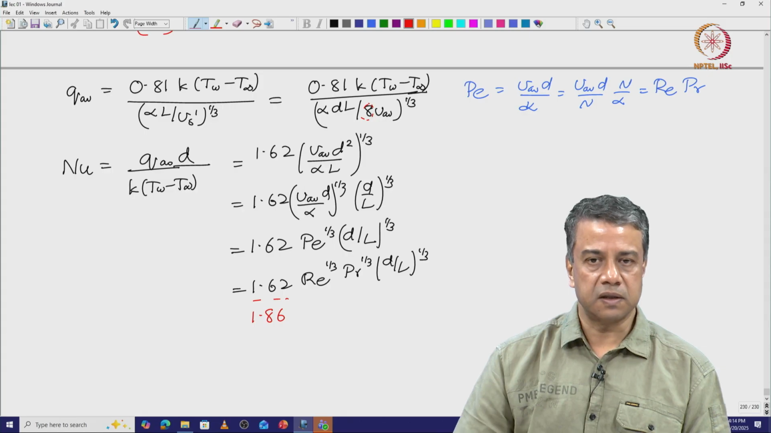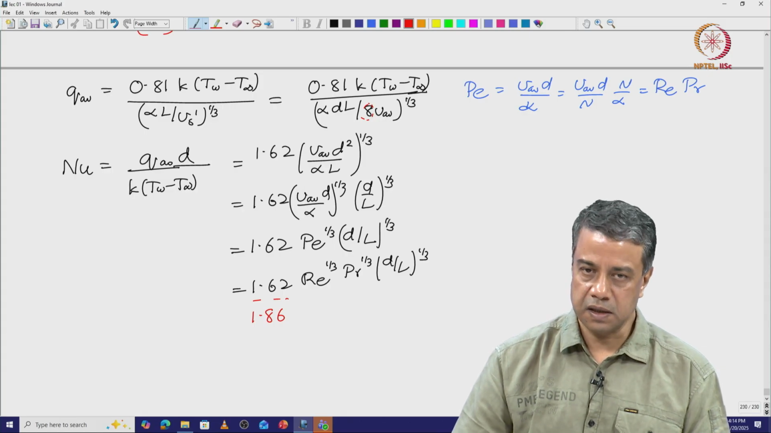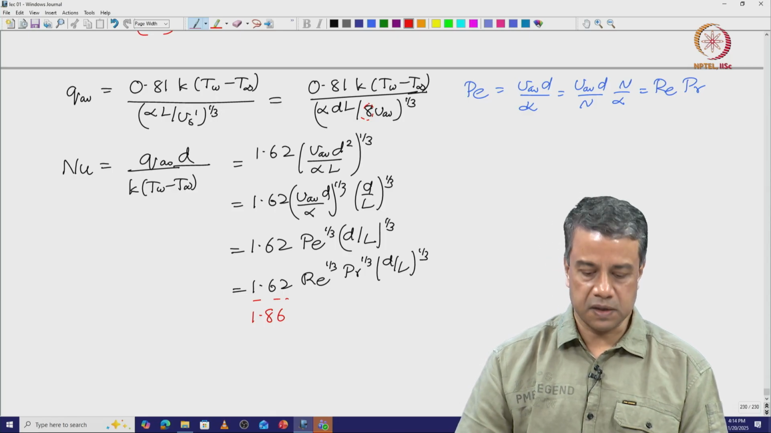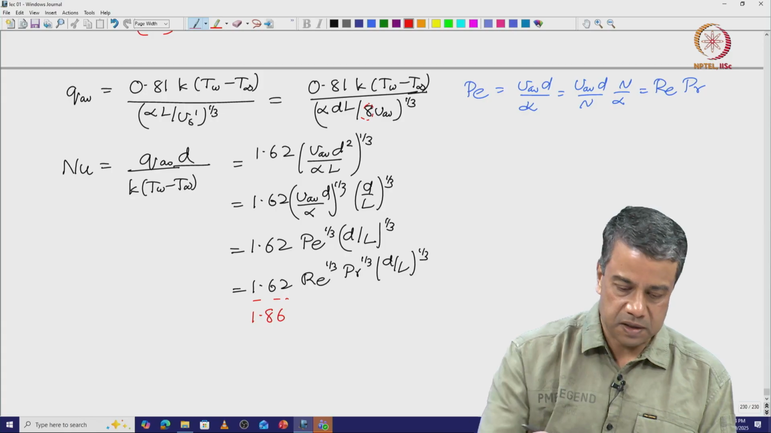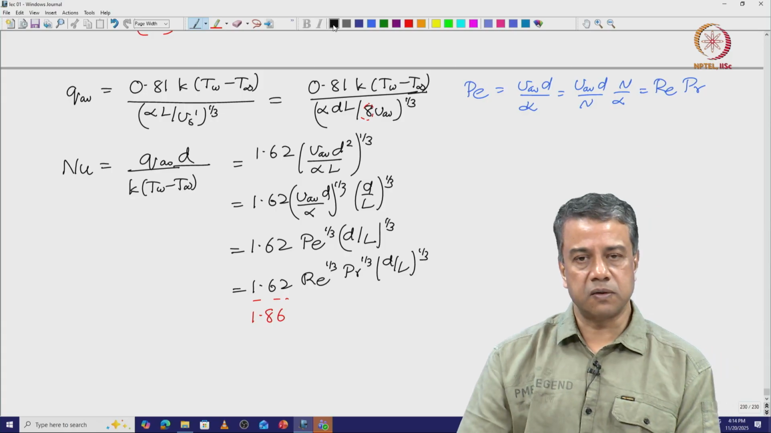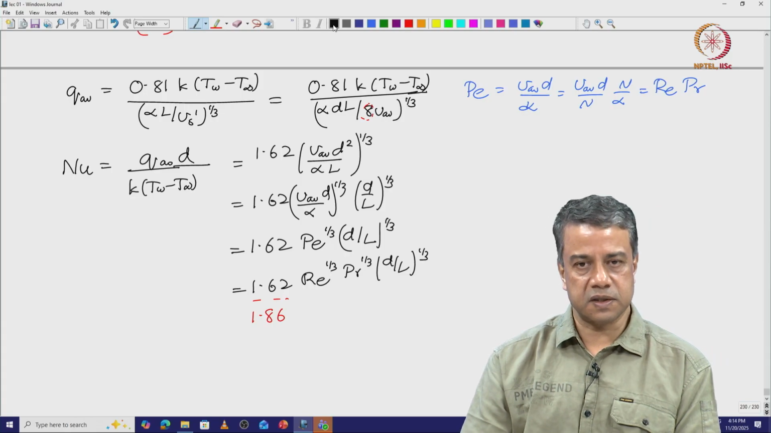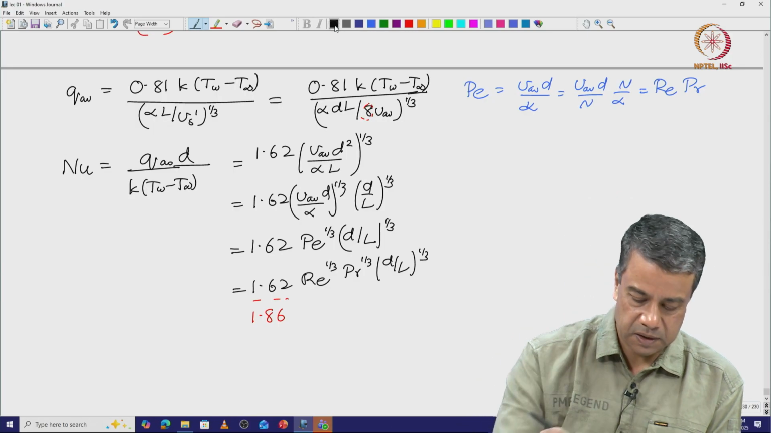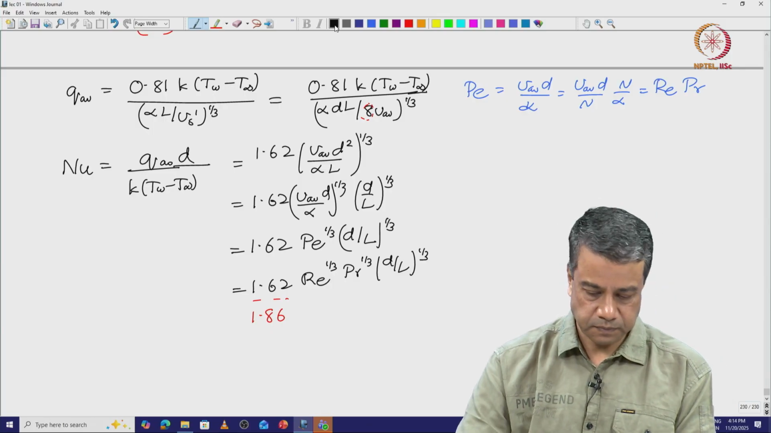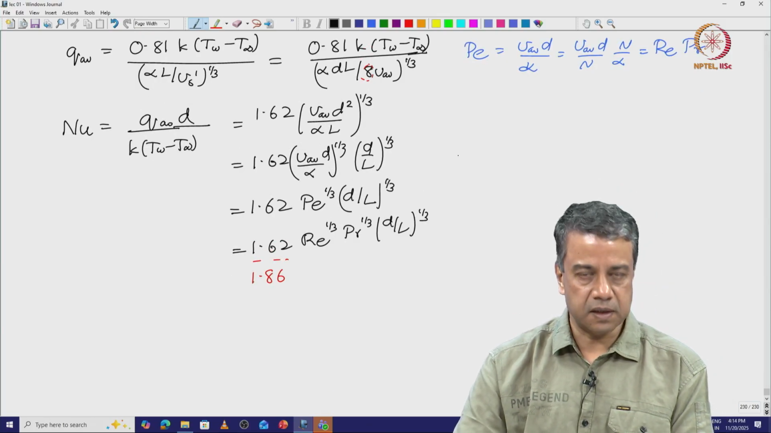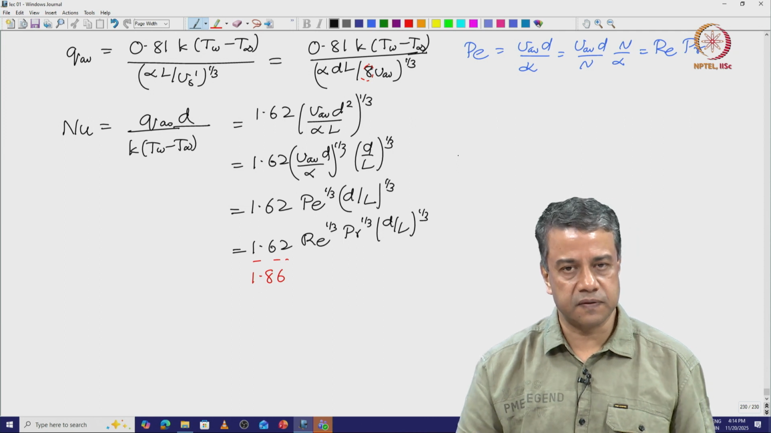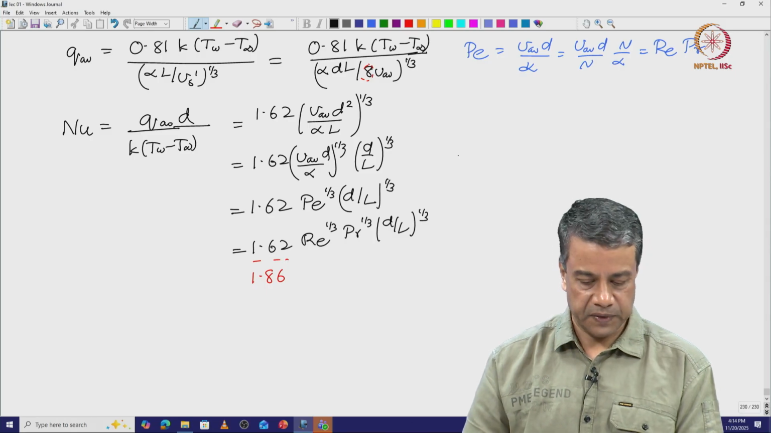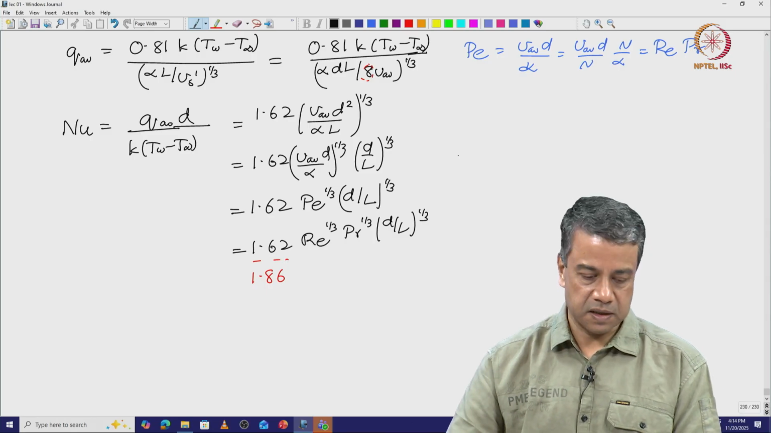Using that, we had calculated the local heat flux and the average heat flux. The average heat flux was substituted into the definition of the Nusselt number to get a correlation for the Nusselt number. And using that, we got the correlation for the heat transfer in a heated flat plate as well as heat transfer in a pipe.